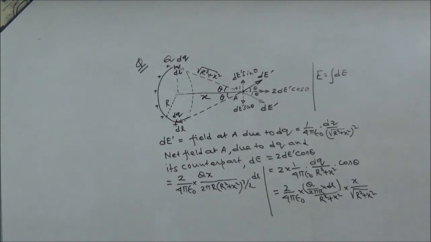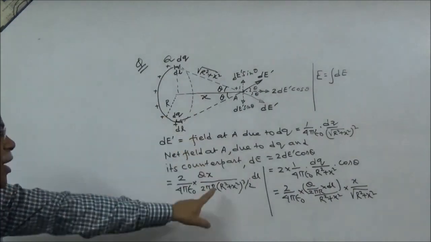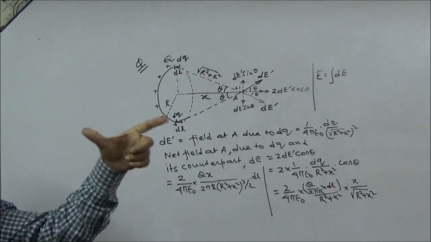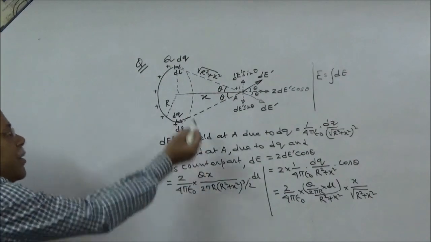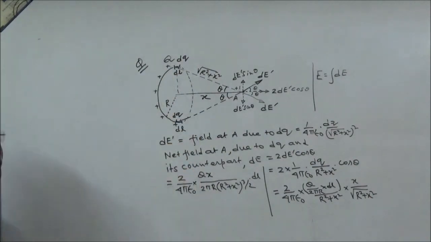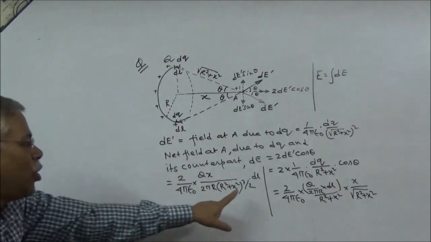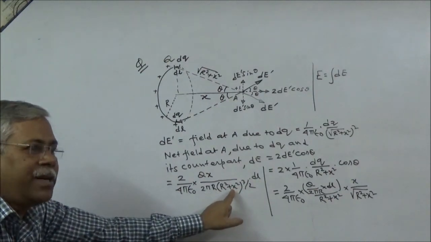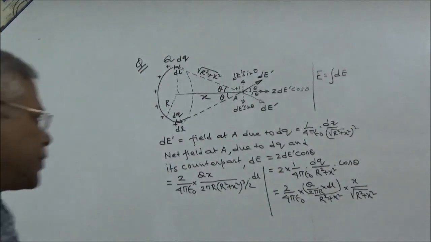Can you identify the variable? Only dl is variable because for a given point x is constant. The point is fixed. That means the distance of the point is also fixed. So x is constant. The charge present on this q is also fixed. Radius of the ring fixed. So only variable is dl. Have all of you understood that x is constant? Because the point is fixed, that means its distance is also fixed.